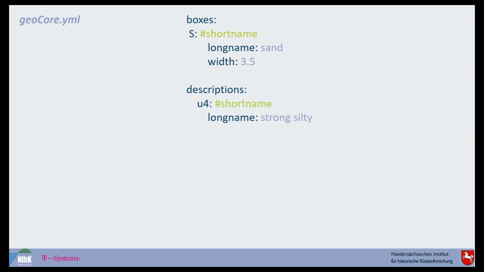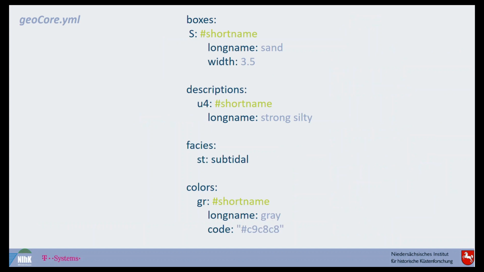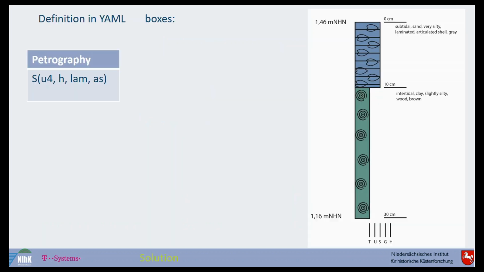The second file that's very important for the plugin is the geoCore.yml. This is separated into so-called boxes, descriptions, ratios, and colors. And how that works I will show you now. So the first definition is boxes, and that belongs to the petrography column.